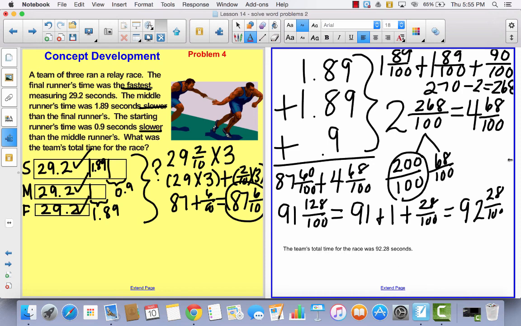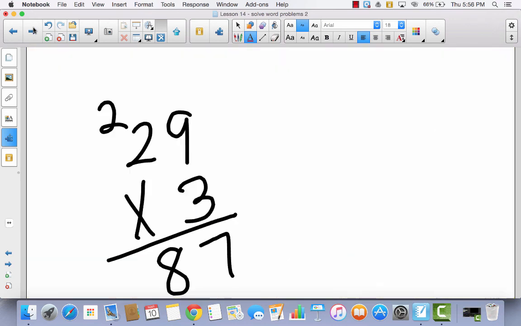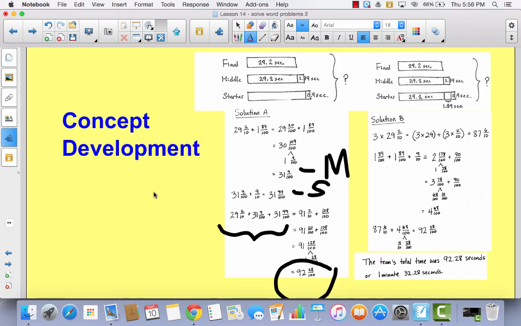Okay, so my strategy may have been a little bit confusing to you, and don't let that discourage you. You didn't have to use this strategy to get the answer. You certainly could have found each individual runner's times and added those together. As a matter of fact, if we take a look at what the writers of this program did, you can see that that is exactly what they did.